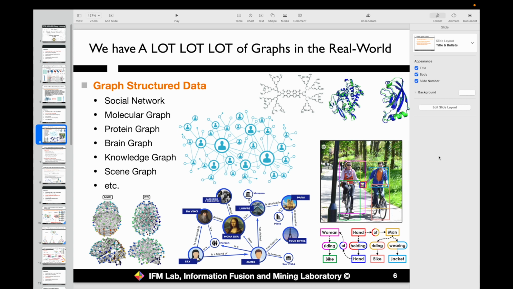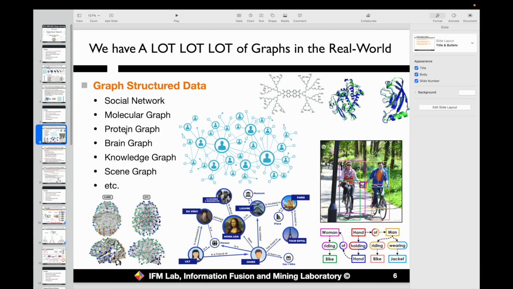At the same time, the data of social networks can also be represented as a graph. If we treat each user in the online social network as a node and their interaction or social connection as edges, then we can transform this online social network into graph structured data like this one, right?